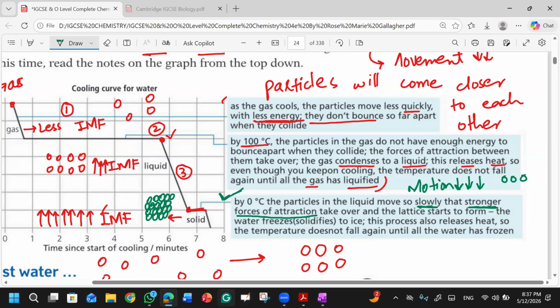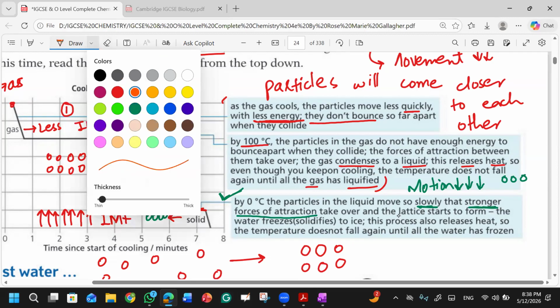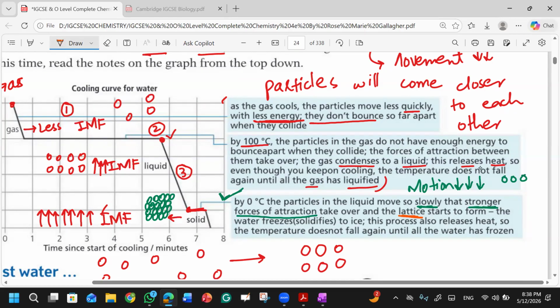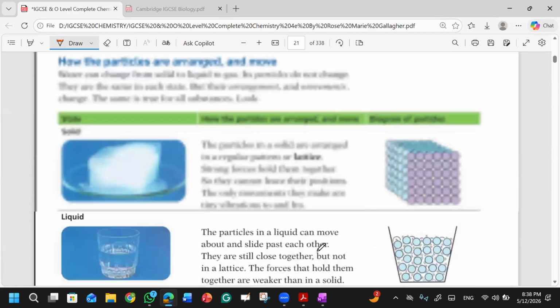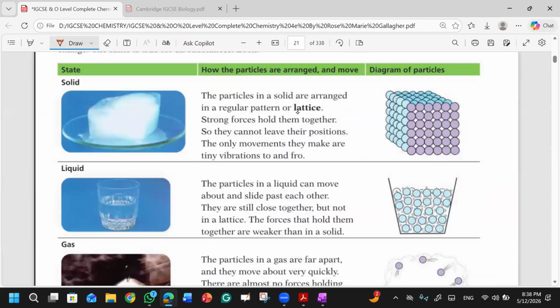The particles move slowly, so the stronger intermolecular forces and forces of attraction take over and it starts to form a solid. And they have mentioned that it will start to form a lattice. Now, why have they mentioned lattice? We have discussed it in the properties of the solid, that in the solid you have a lattice, a regular arrangement of the particles.